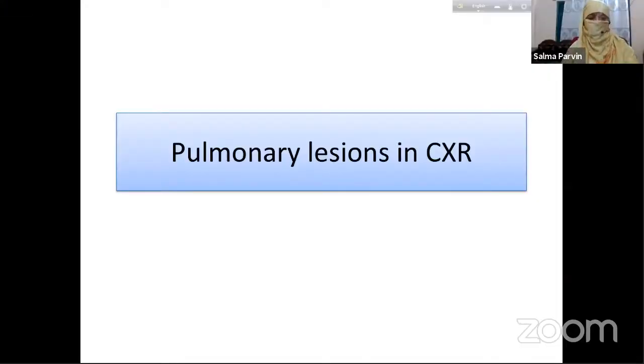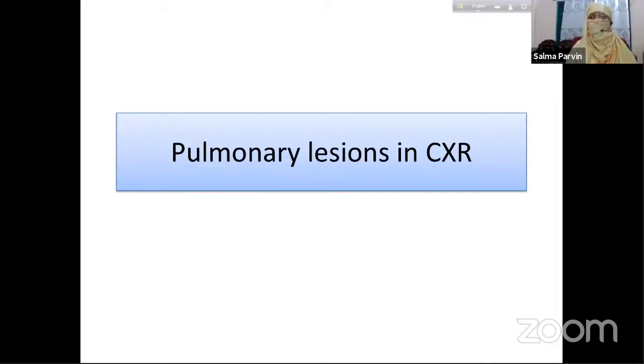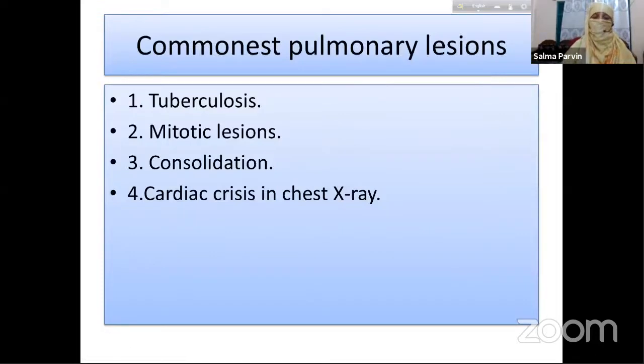Bismillahirrahmanirrahim. Today's topic is pulmonary lesions in chest X-ray. Later on, we'll make a comparative study in CT scan also. So let's start with the pulmonary lesions. The commonest pulmonary lesions that graduates and undergraduates really need, in the context of our country, are those of endemic tuberculosis.